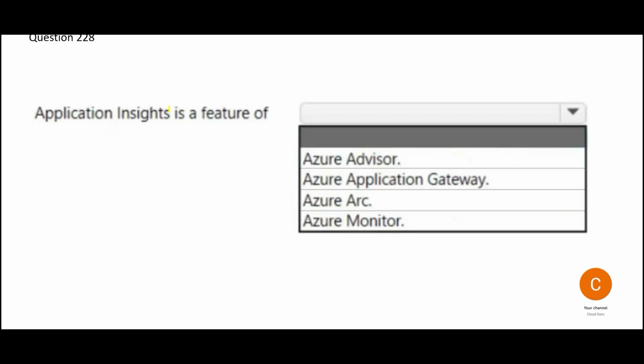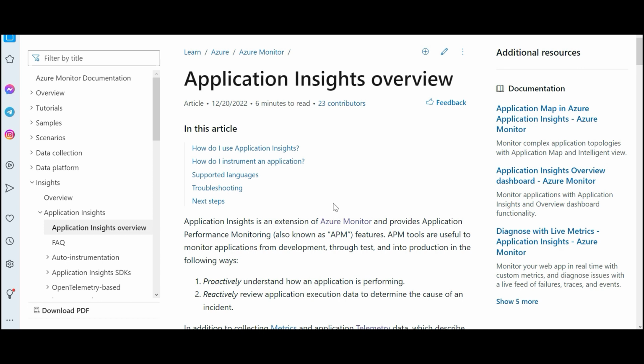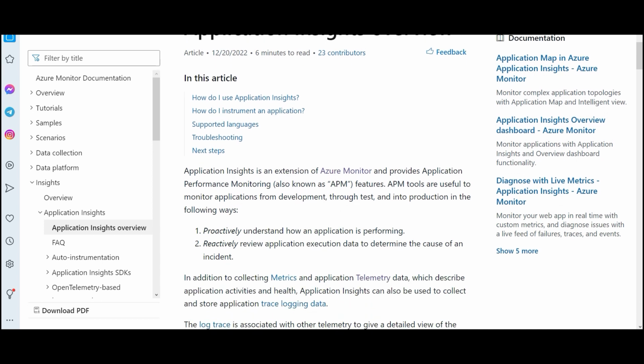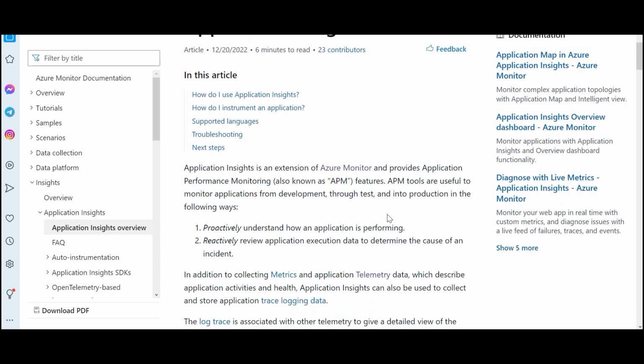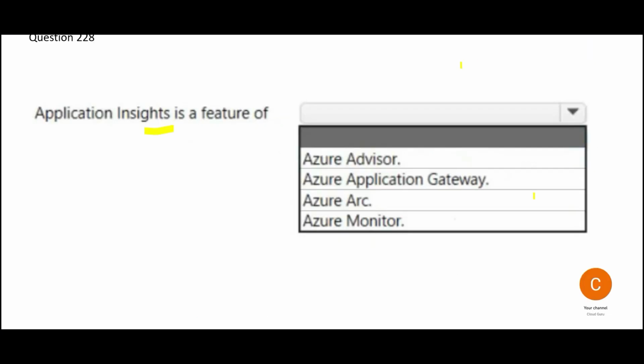And this one is talking about Application Insights. Application Insights is just a part of Azure Monitor. It's an extension and it provides performance monitoring. It proactively understands how application is performing and you can review the application's execution data to determine the cause of the incident. So always remember it is an extension of Azure Monitor, so Monitor would be the right answer. It will help with performance monitoring of an application.